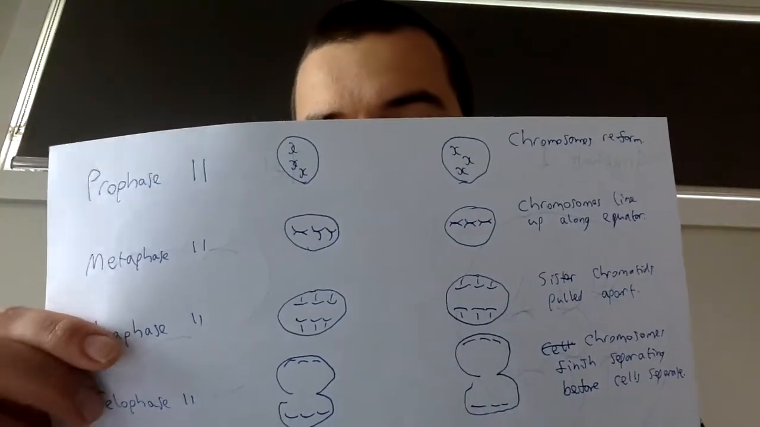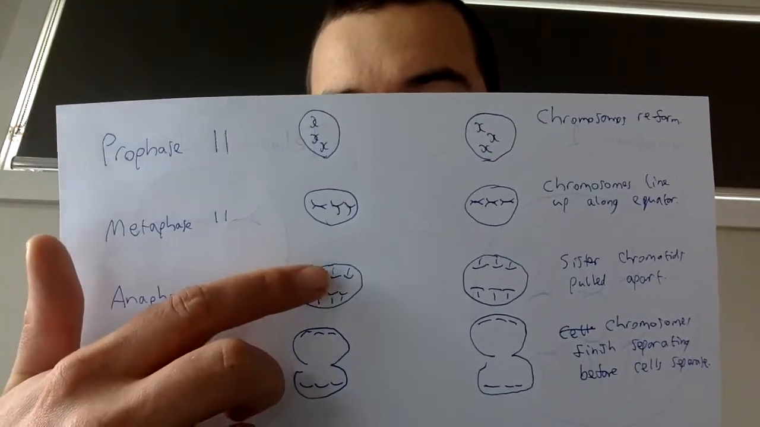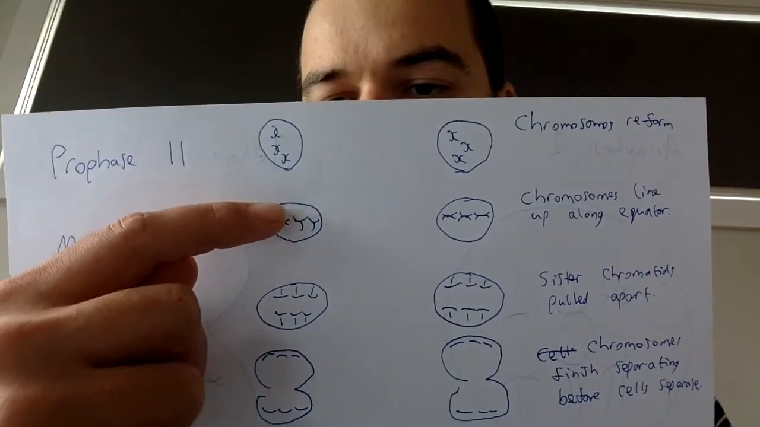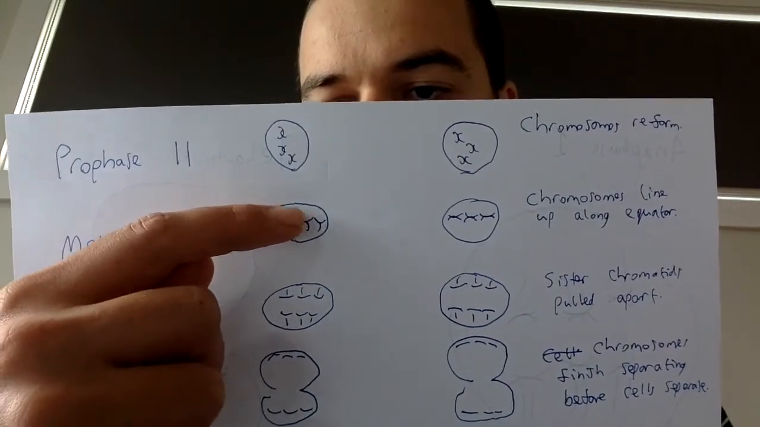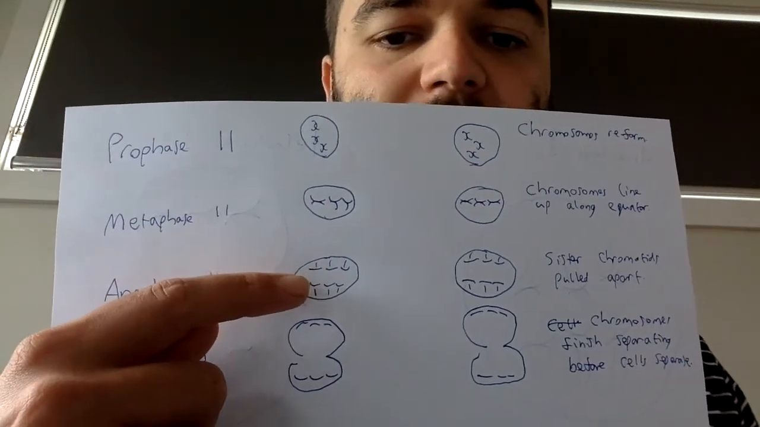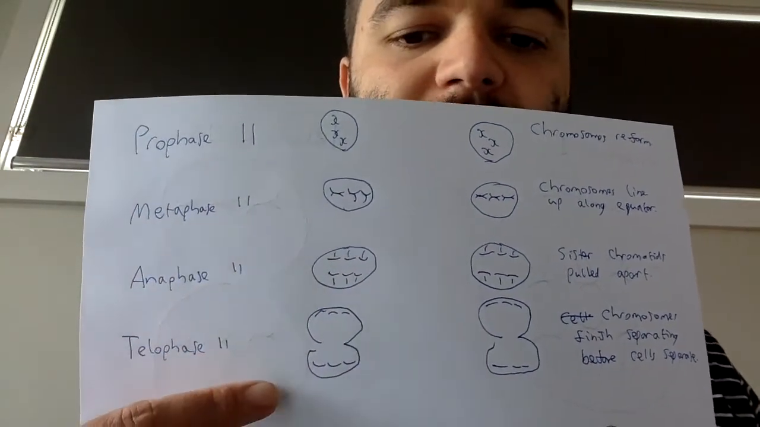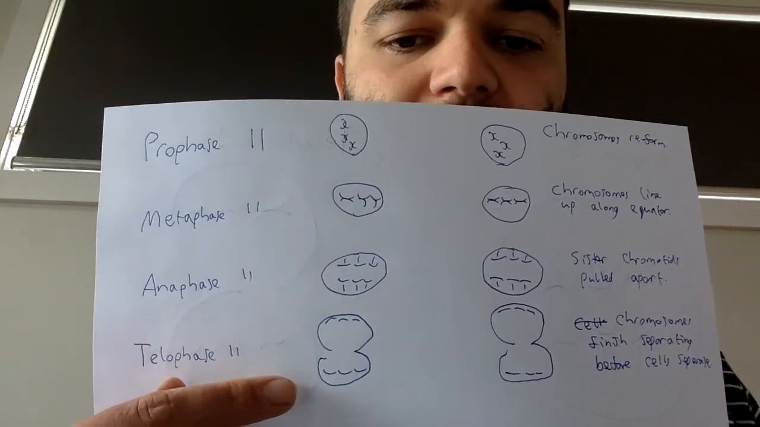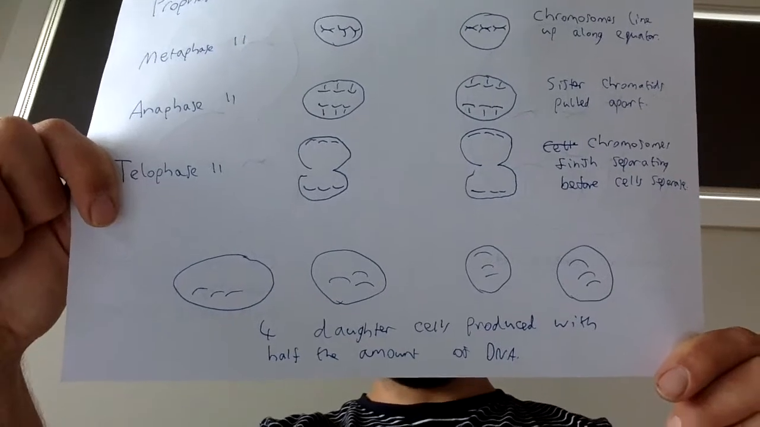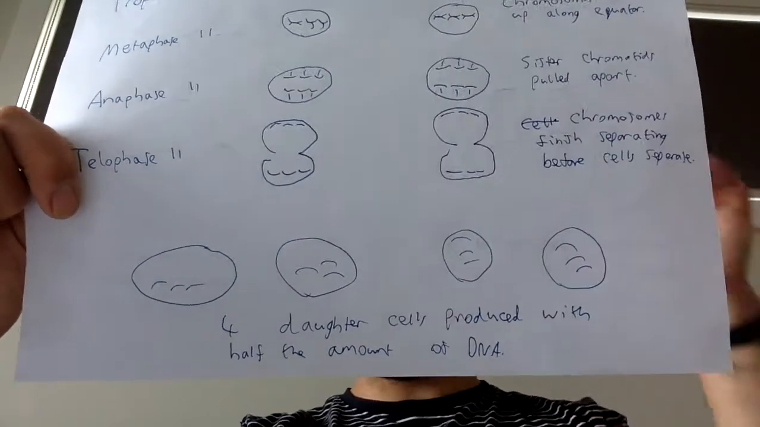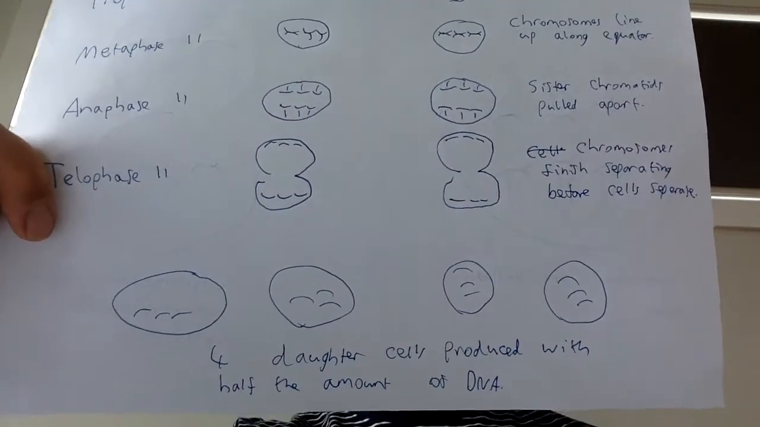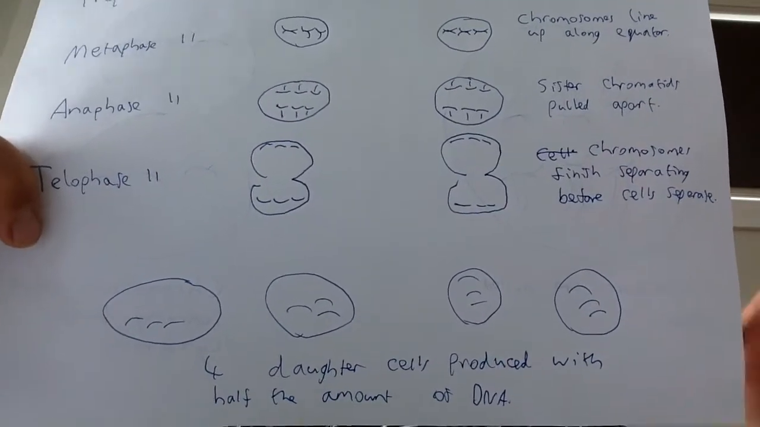Now in anaphase, what's happening is the actual chromatids are being pulled apart. So each chromosome is made up of two chromatids together, and it's these that are now being pulled apart. Okay? The telophase happens where they finish separating and then the cells separate. And the end result is we get 4 daughter cells produced, each with half the amount of DNA. And they go on to form sperm in males and eggs in females.